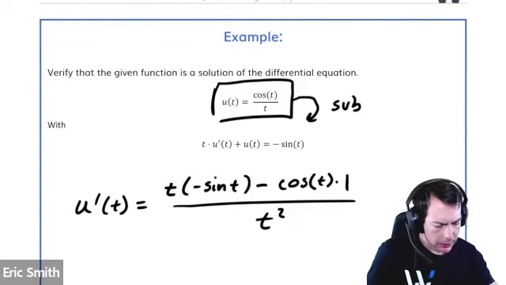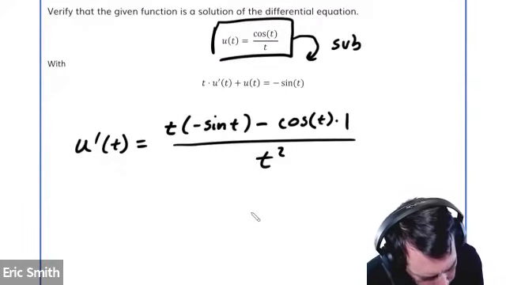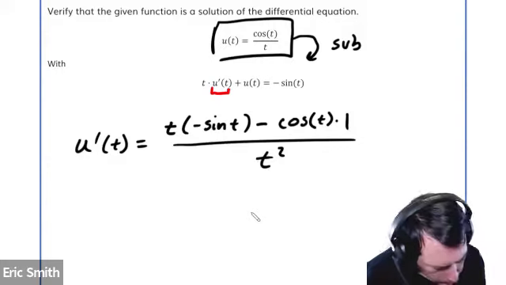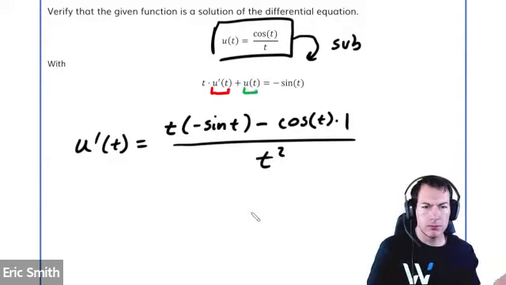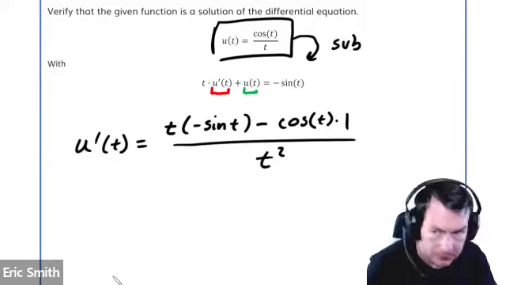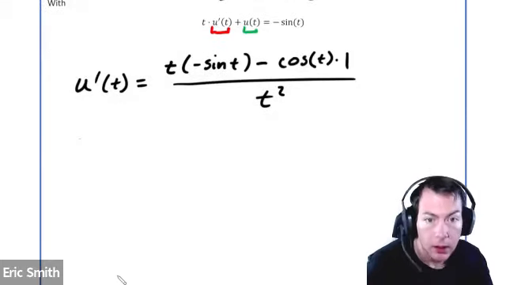So we need to plug that in for this u prime, and we'll plug the original one in for u. If everything works out good, if this really is a solution, then it should equal negative sine of t by the time we're all done. We're just verifying this. All right, let's do that.